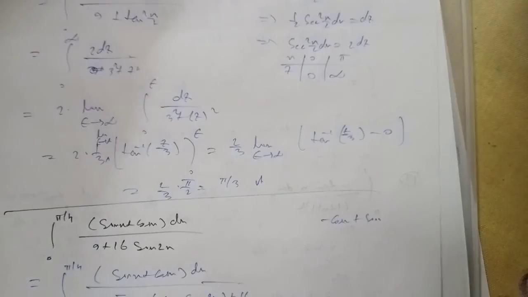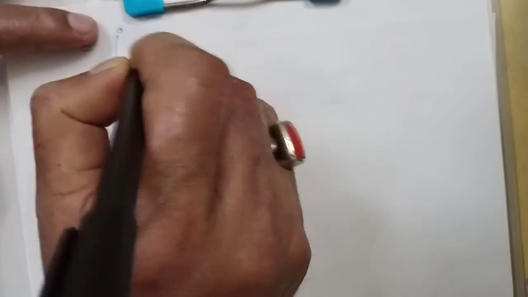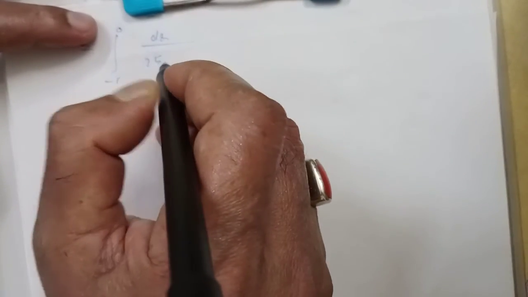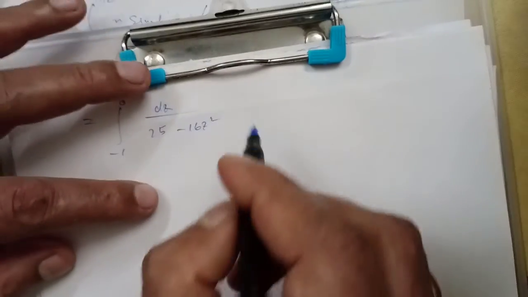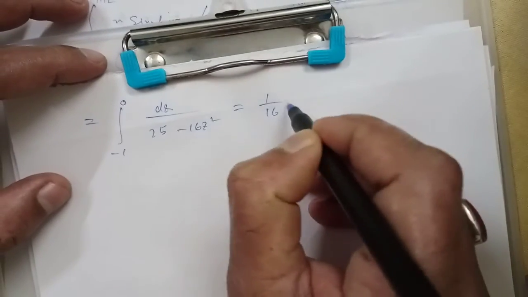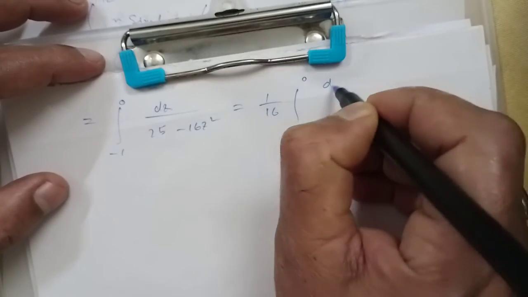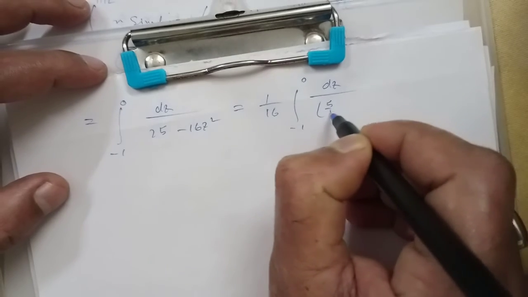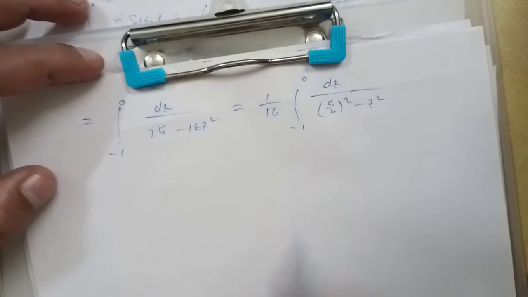Okay, now go to the next page. Let me write the step again. Minus 1 to 0, dz by 25 minus 16 z square. Take 16 outside. 1 by 16, minus 1 to 0, dz by 5 by 4 whole square minus z square.